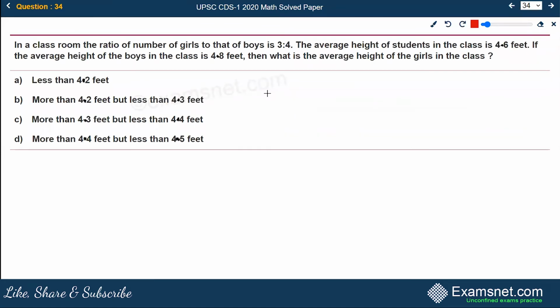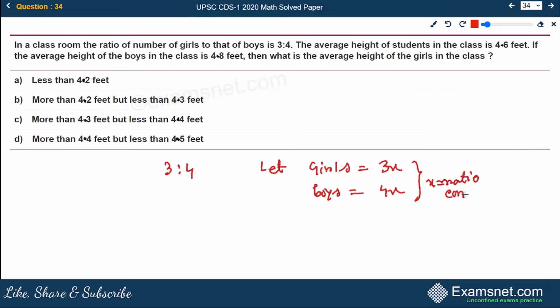In question number 34, we are given, in a classroom, the ratio of number of girls to that of boys is 3:4. The average height of students in the class is 4.6 feet. If the average height of the boys in the class is 4.8 feet, then what is the average height of the girls in the class? So we are given the ratio of girls to boys, that is 3:4. Let number of girls be 3x and number of boys be 4x, where x equals the ratio constant.